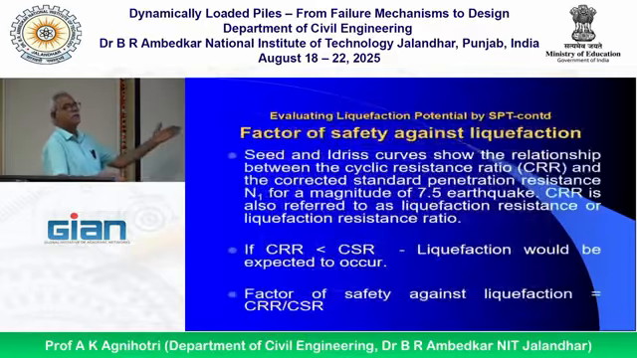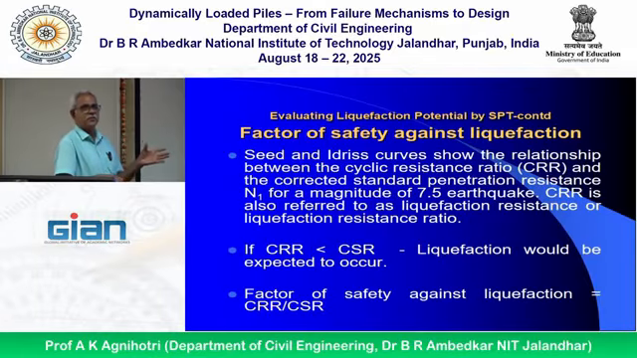Now we will compare CRR and CSR. If your resistance ratio is higher, if resistance is more, naturally the factor of safety is more than 1. So if the factor of safety is more than 1, then liquefaction is not expected. If the ratio is less than 1, then liquefaction is expected. Okay. So you will calculate factor of safety as CRR upon CSR. I think that is clear.